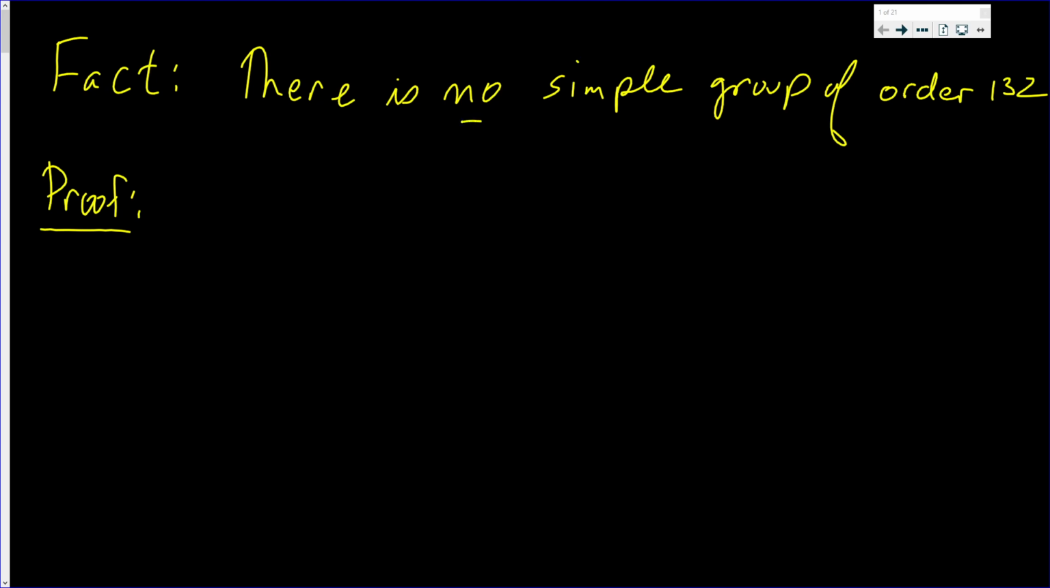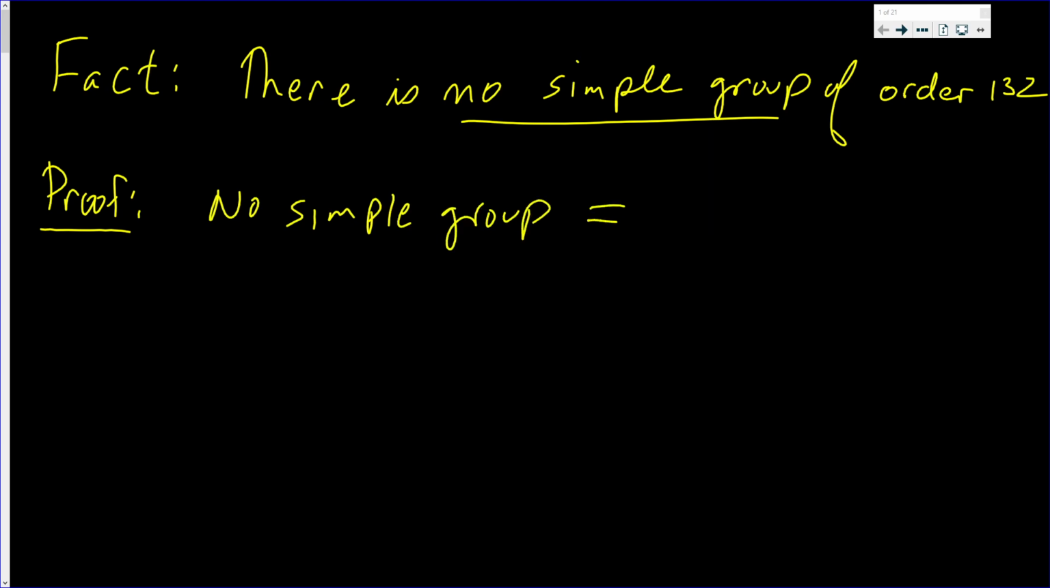Now, let's go over what it means to have no simple subgroups. A group is not simple if and only if the number of Sylow subgroups, one of them, is 1. That is, n_p is 1, or n_q is 1, etc. One of them has to be 1.